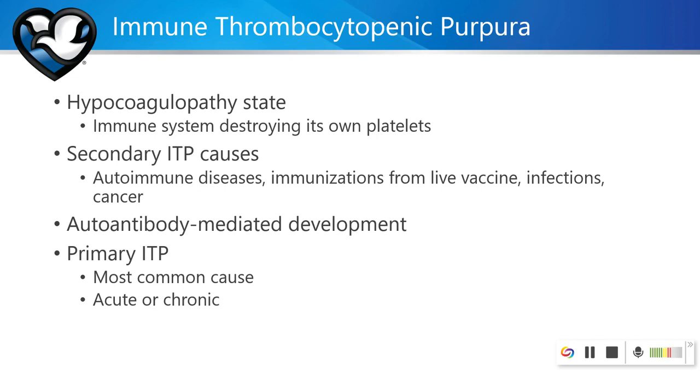This can be primary or secondary to another condition. Primary is the most common cause of isolated thrombocytopenia, and this can be acute or chronic. Acute ITP is more common in children, and this form is typically sudden and self-limiting. Chronic is more common in adults.